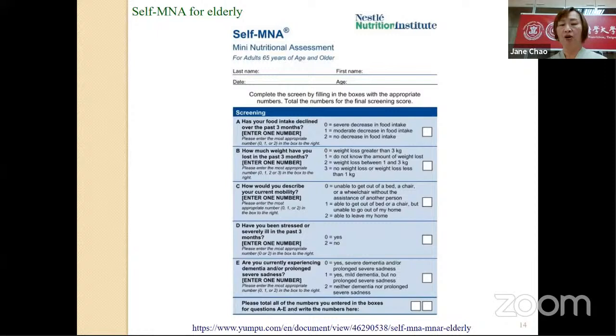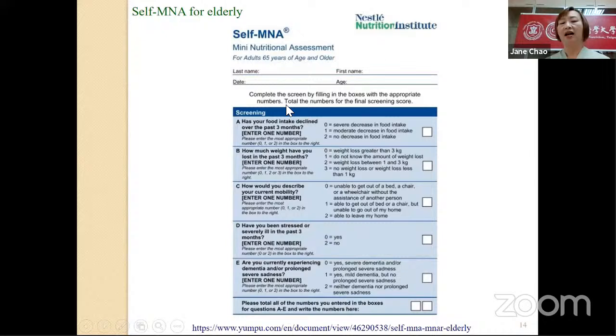You can see in this questionnaire they have bolded the words, and they also enlarge the font size so they can read very clearly. You can see this questionnaire says mini nutritional assessment for adults 65 years of age and older, so that means especially for the elderly. And they simplify the basic information: only the name, date, and age.